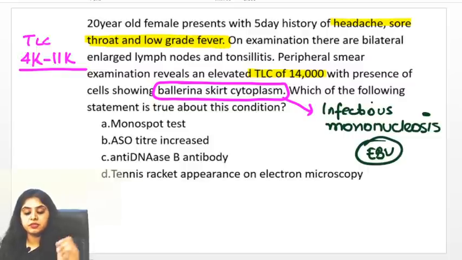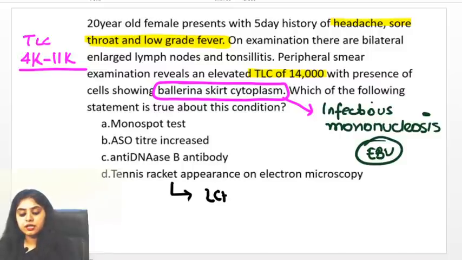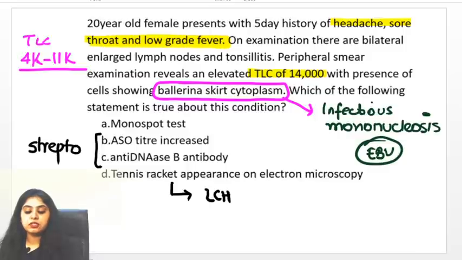Let's go in the opposite direction. Tennis racket appearance can't be, because I just told you tennis racket appearance is seen in LCH. Anti-DNase B and ASO titers are something that you see with streptococcal infection. Well, yes, you can see sore throat and all with streptococcal infection, but will you see the ballerina skirt appearance cytoplasm? No. That is something you see with Epstein-Barr virus, and the test that you do for Epstein-Barr virus is the monospot test.